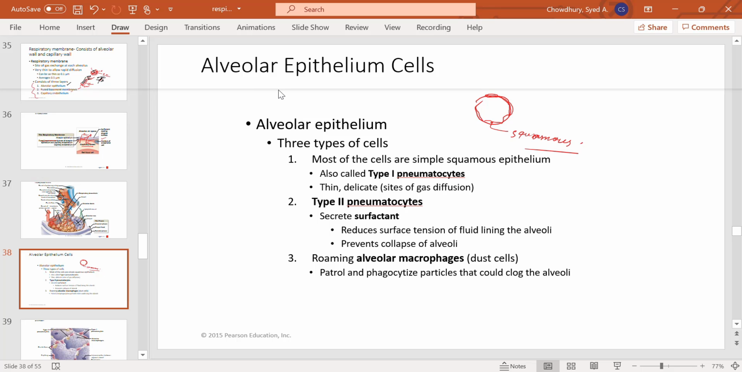Okay, and then you also have other two types of cells. What are those? You have some macrophages, phagocytic cells, and also surfactant secreting cells or type 2 cells. Okay, so three types of cells. Squamous cells are type 1, and the surfactant secreting cells are type 2.